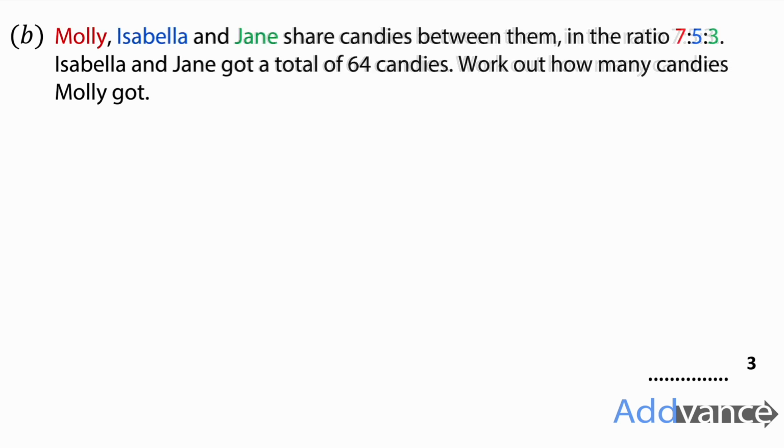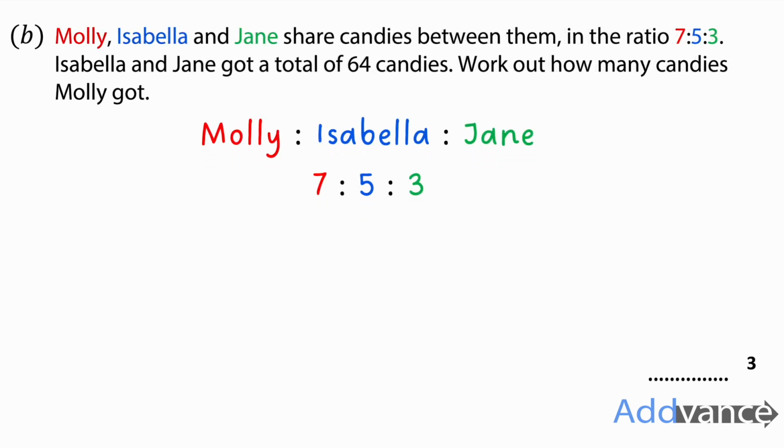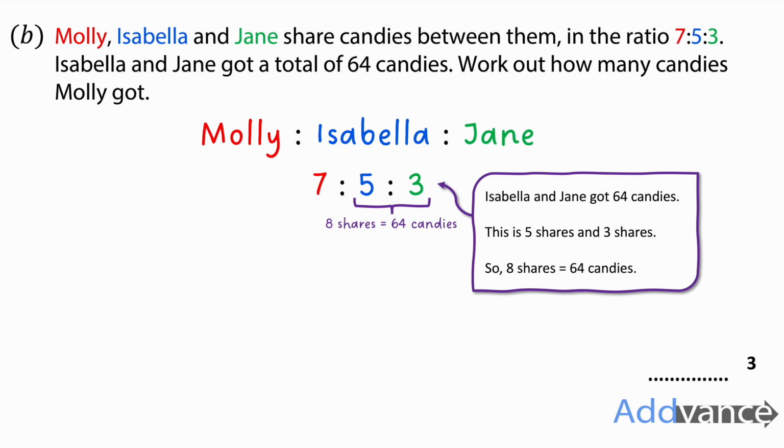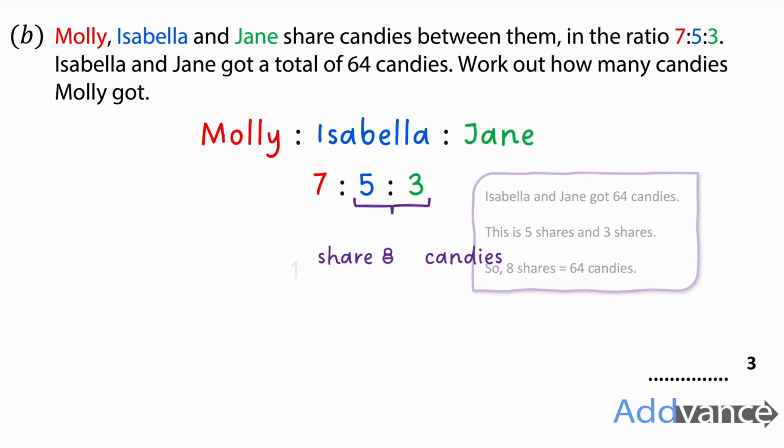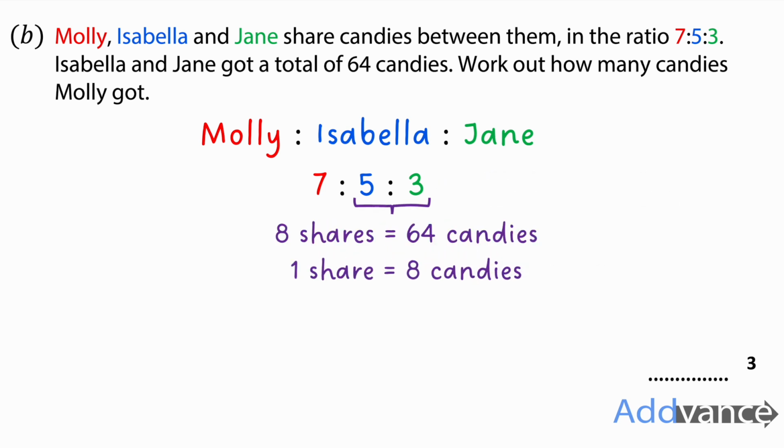Okay, so we've got Molly to Isabella to Jane in a ratio 7 to 5 to 3. It says Isabella and Jane, their shares were 64. And we know that they got 64 candies in total. And that's from 5 shares and 3 shares. So that's a total of 8 shares, 5 and 3. So 8 shares is 64 candies. So therefore 1 share is 8 candies. We just divided by 8 there, and we got 1 share was 8 candies.